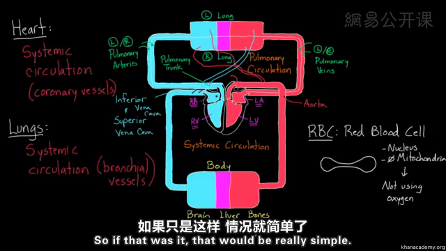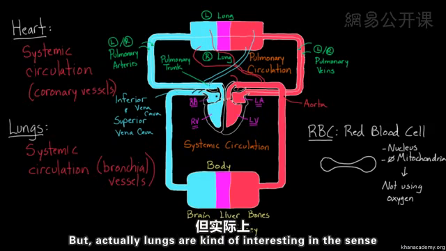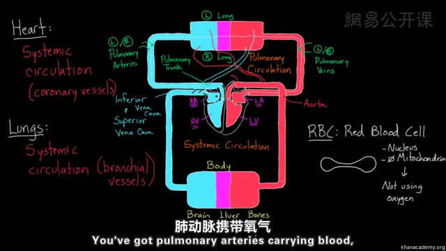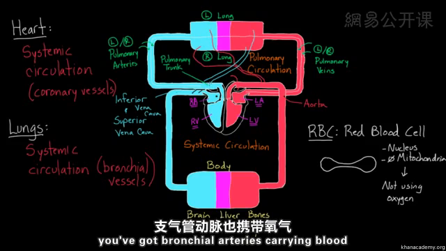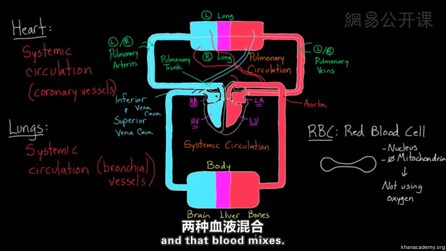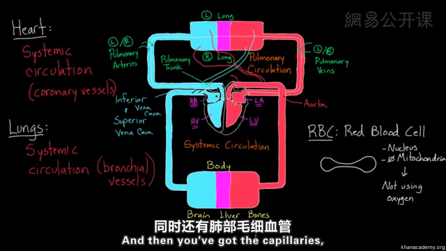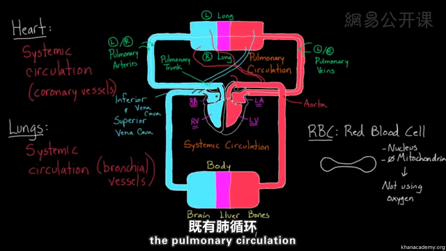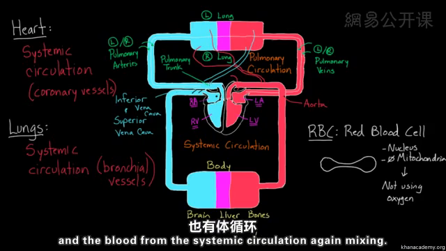So if that was it, that would be really simple. But actually, lungs are kind of interesting in the sense that there is a lot of mixing going on. So you've got pulmonary arteries carrying blood, you've got bronchial arteries carrying blood, and that blood mixes. And then at the capillaries, you've got some blood from both places, the pulmonary circulation and blood from the systemic circulation, again mixing.